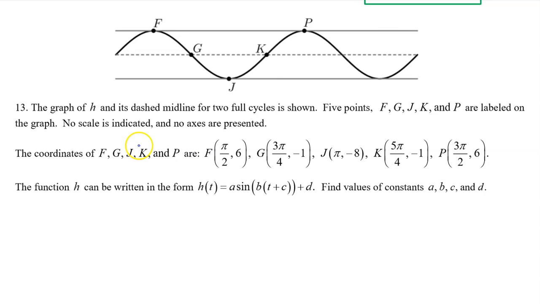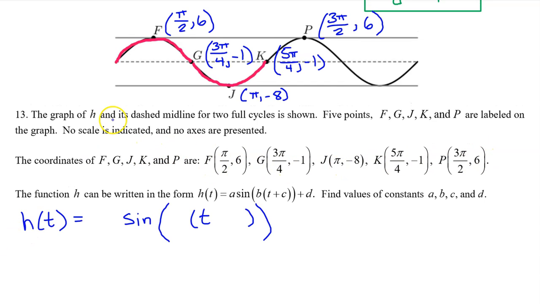Number 13 is just like number 12 with new input-output pairs. I'm going to use this period of h to build my sine function. Since this period is right side up compared to the parent function, the A value will be positive. Specifically, it will just be the amplitude, which is the highest value minus the middle value. So 6 minus negative 1 is 7. So that's the amplitude, and the A value is 7.